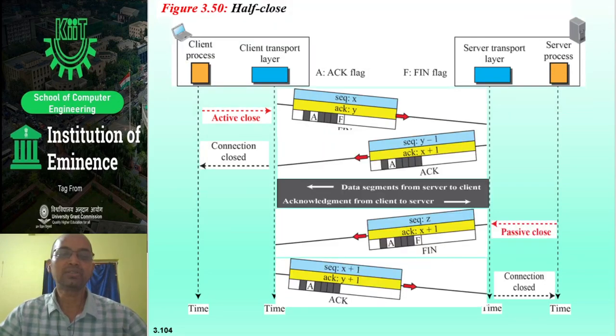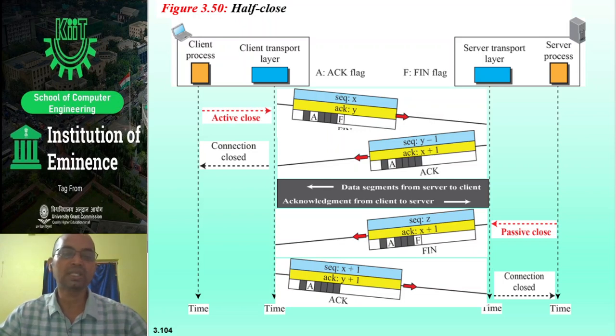Half close, already I have mentioned, means one TCP entity says, I have no further data to transmit, you can send FIN. Typically both parties, in this case client and server, can send the FIN. It is not necessary that the client will always send; the server also can send, but typically the active open is by the client.